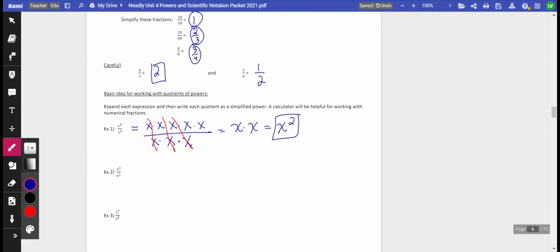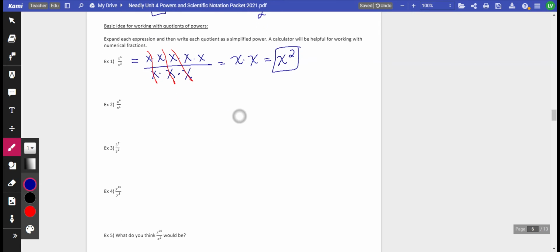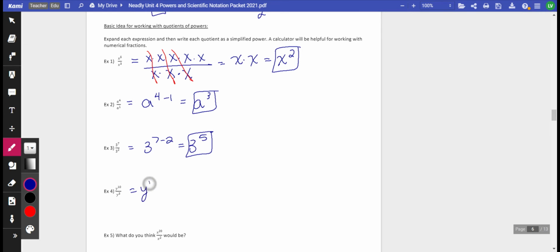However, we have learned the shortcut: if we are dividing the same bases, you subtract the exponents. So a to the 4th minus 1 simplifies down to a to the 3rd, or a cubed. Example 3, 3 to the 7th minus 2 becomes 3 to the 5th. Example 4, y to the 10th minus 3 becomes y to the 7th.